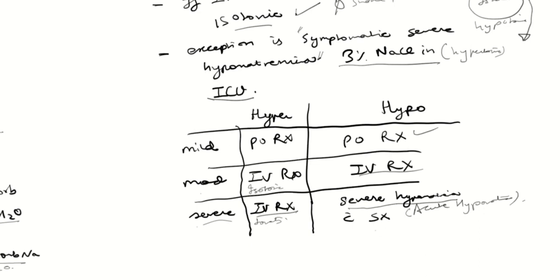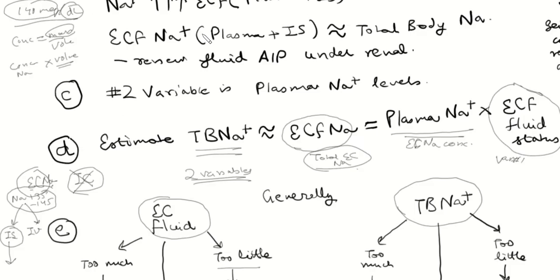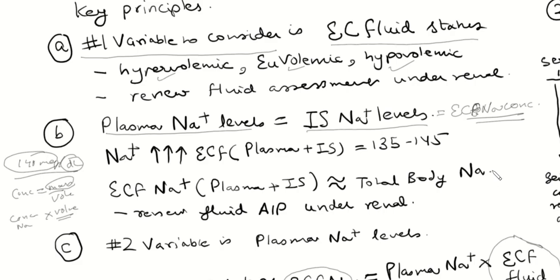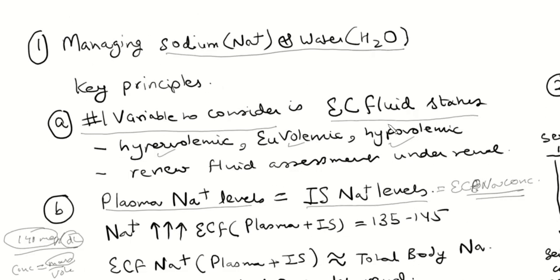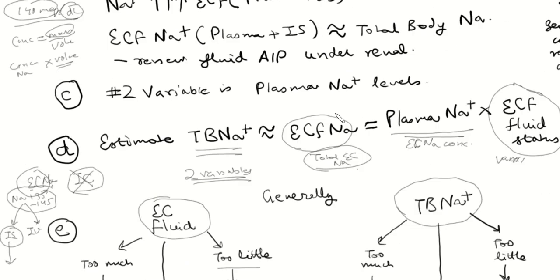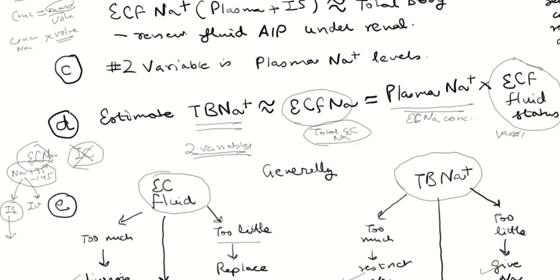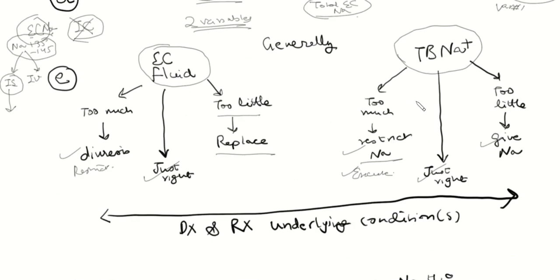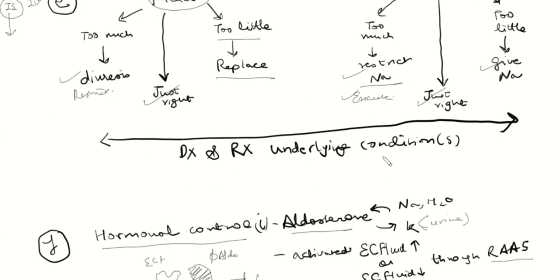Okay, so let's do a quick recap of what we covered here. We talked about some key principles. First principle, I'm going to assess the fluid status of my patient. Second, I'm going to see what the plasma levels are. Third, I'd use those two variables to figure out what the total body sodium is. Essentially, I have two problems with sodium and fluid. My extracellular fluid, which could be too much, too little, just right, or my total body sodium, which could be too much, too little, just right. I've got to manage those two. The general principle is too much, get rid of it, too little, replace it. And then diagnose and treat the underlying cause.